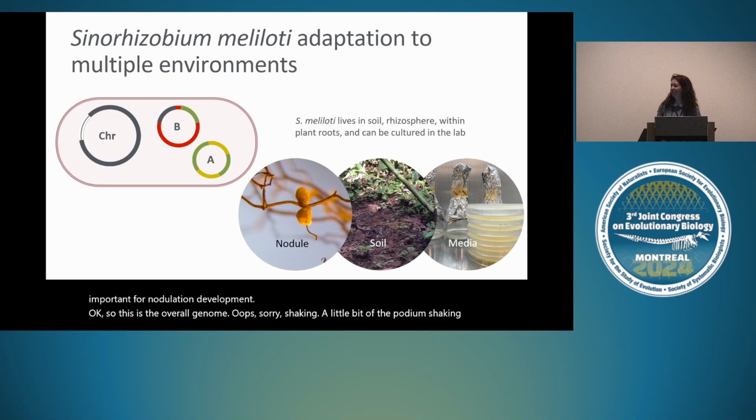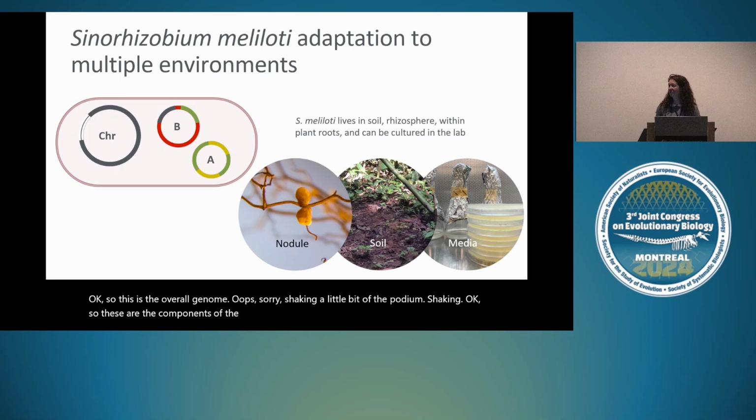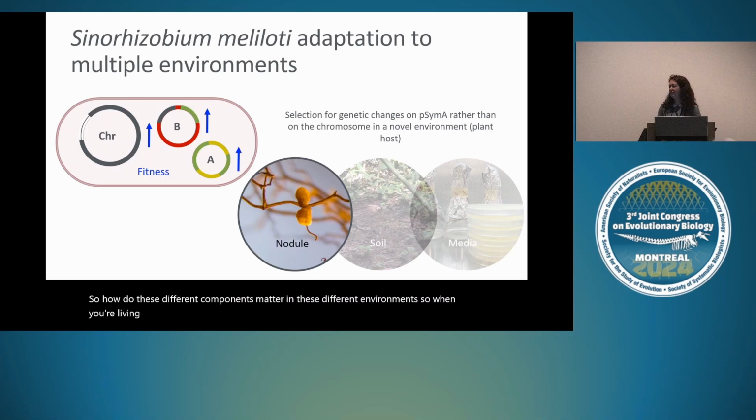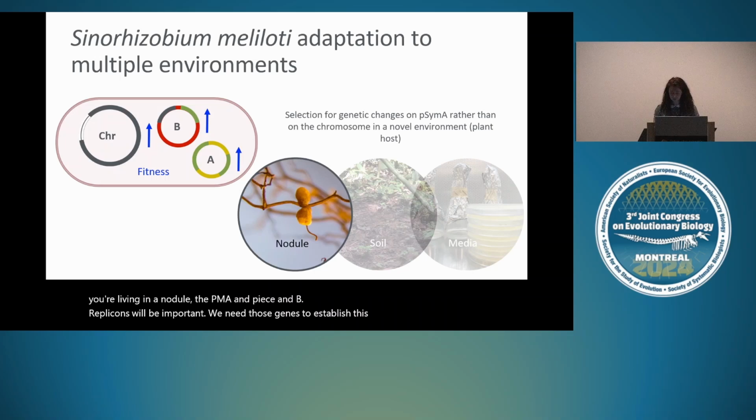These are the components of the genome, but another interesting thing about Rhizobium meliloti is that it can live in multiple different habitats. It can live on a plant host in a nodule, it can live in the soil, and we can also culture it in the lab in media. So how do these different components matter in these different environments? When you're living in a nodule, the pSymA and pSymB replicons will be important. We need those genes to establish this relationship.